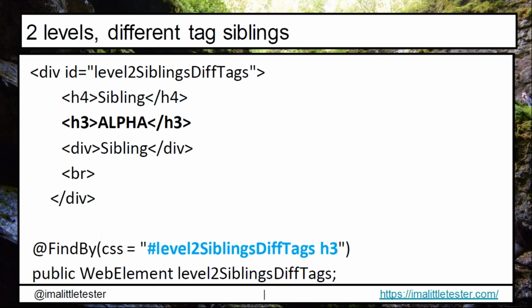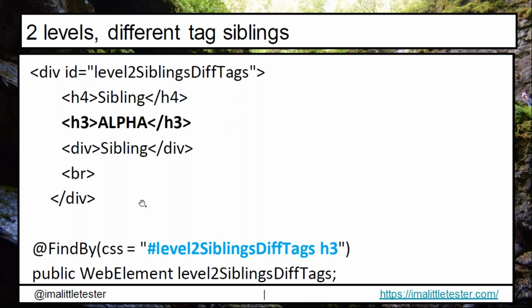Another example where alpha, again, has an H3 tag, but there are other H3s on the page. H3 has siblings, so there are other tags on the same level as the H3, and there is also a parent of these siblings, and the parent has a unique ID. In our case, the selector will be exactly the same. So it's going to be the ID of the parent and H3. And that is because the siblings don't matter when this evaluation is done.